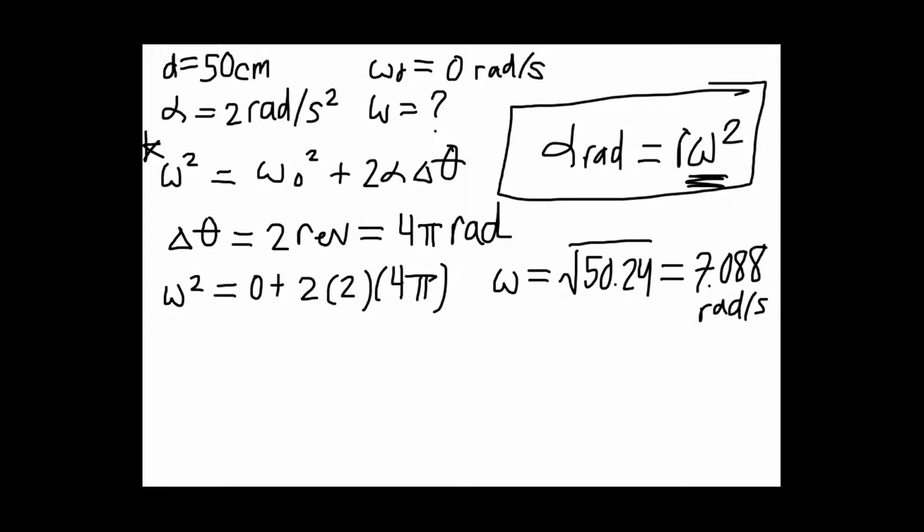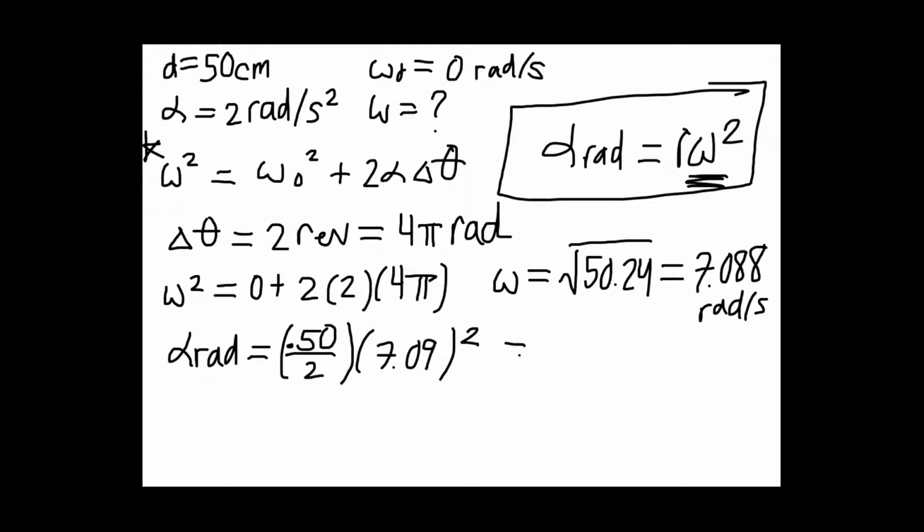So let's put that in, and we get alpha radial, or radial acceleration, equals r omega squared. We aren't directly given the radius, but we could consider it as 50 centimeters over 2 times 10 to the negative second, which converts it into meters as well. So we could say that's 0.50 divided by 2. And then omega squared, which would be 7.09 squared.